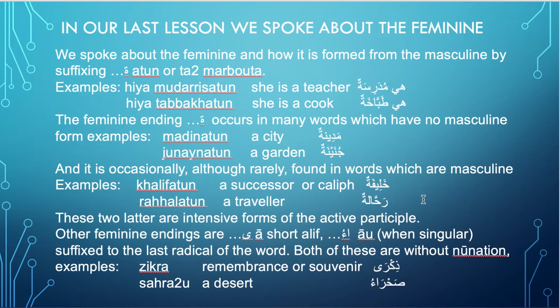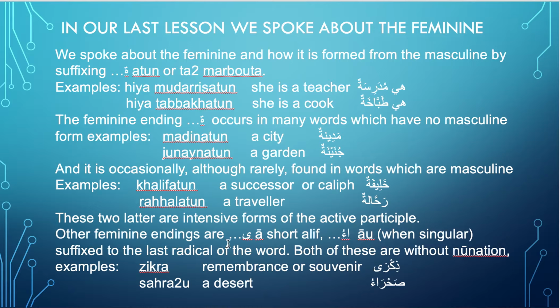Example, خليفة, basically a caliph, a successor or a caliph. And we can say رحالة. رحالة is a traveler, or those people who walk with their camels, or a backpacker, those people who go camping. This is what we call رحالة. These two are intensive forms of the active participle.